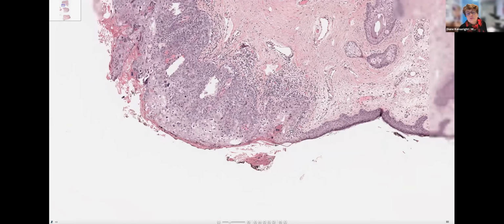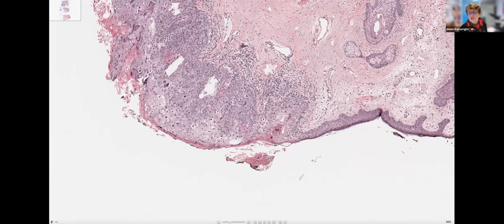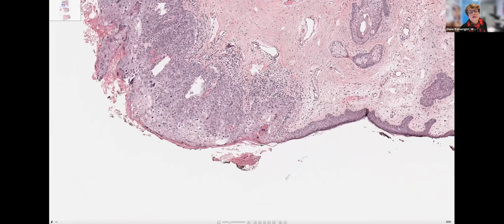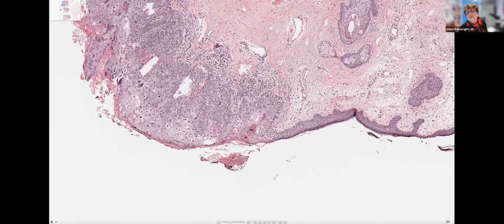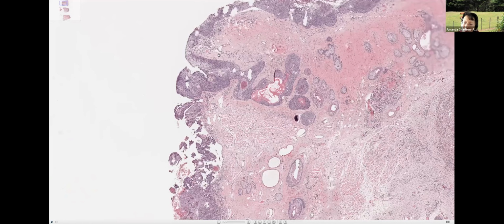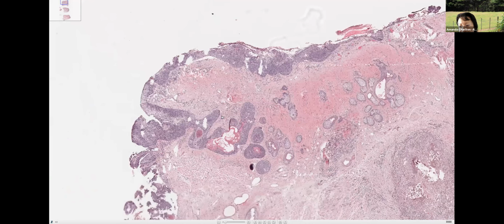Right, so the place to find Pagetoid spread is around the edge, and I can't see it. This top slice has got a really nice example of it growing down into the underlying sebaceous gland, or growing up and out. Yes, probably started in the sebaceous gland and then grew up and spread onto the surface. So we've got sebaceous carcinoma in situ. Yeah, and there's more all over the surface. All right, so yes, sebaceous carcinoma in situ.